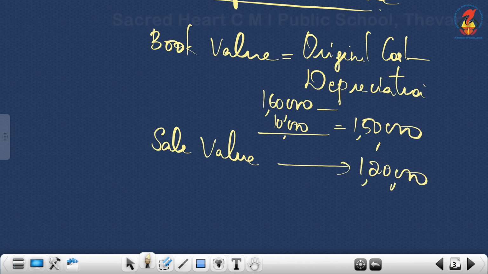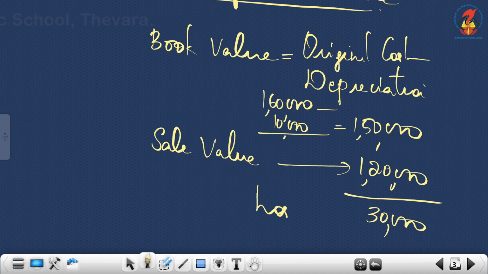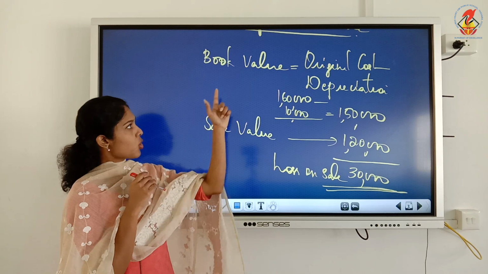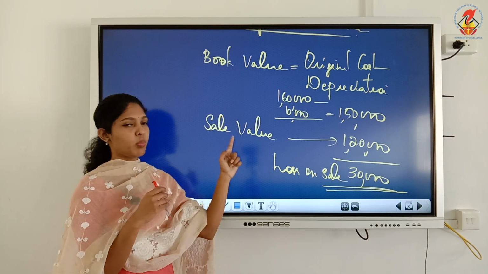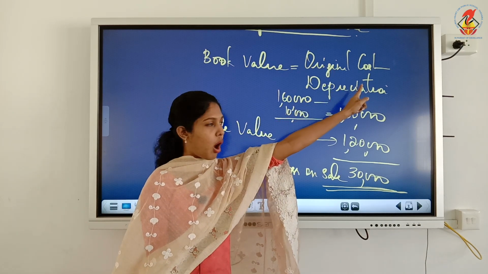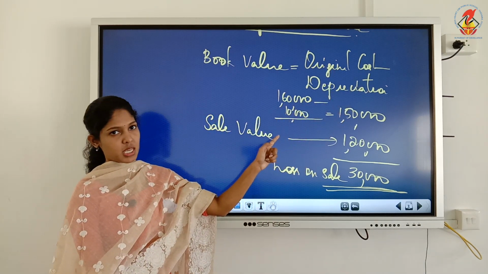So 1,50,000 is the book value. We sold it for 1,20,000. So it is for a lesser price we are selling. So 30,000 will be the loss on sale. So this is how you have to compute the profit or loss on sale. So always compare the book value with the sale value. Book value means the present original cost minus depreciation.